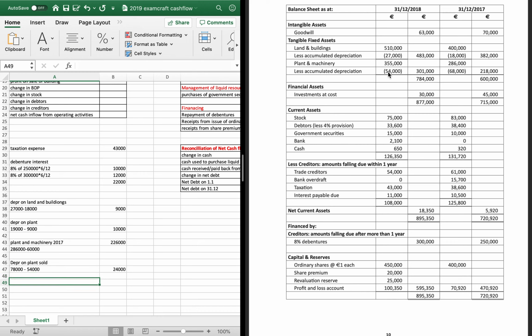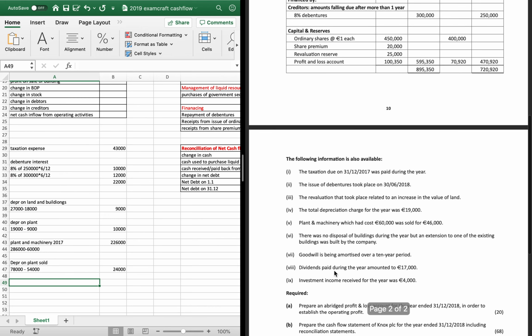So again, what does that all mean? We now know that the plant that we sold at cost 60,000 had a depreciation of 24,000. Therefore, it had a value of 36,000. If it had a value of 36 and was sold for 46, we'd have made a profit of 10,000.